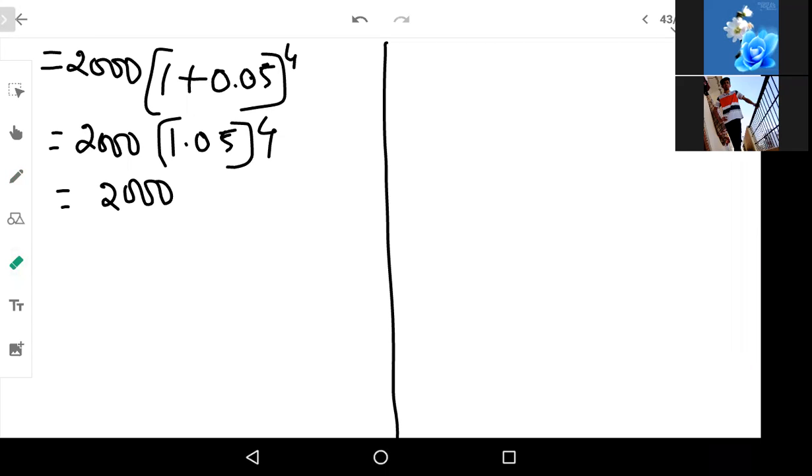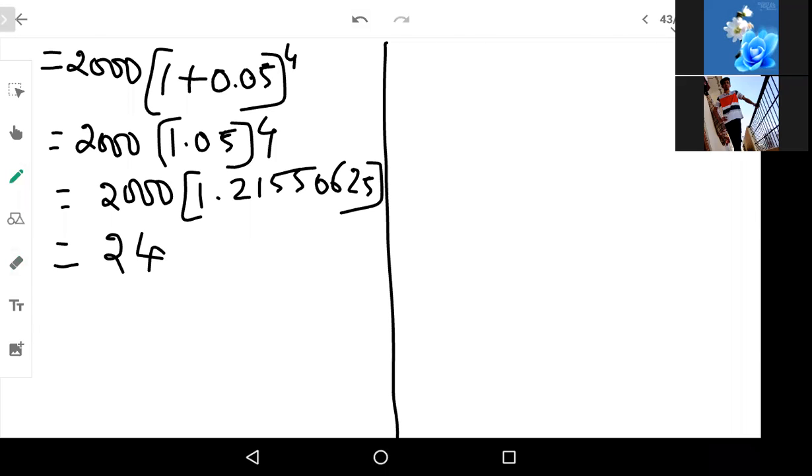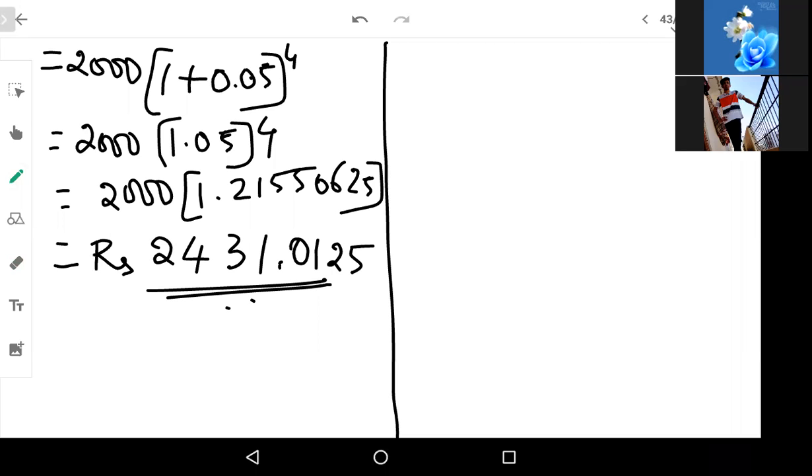1.2155065. Okay, thank you, Lakshmi. So the total value will be, correct, Gauri, the total value will be 2431. Is this value right? Are you all getting the same value? Rupees 2431. Okay, 0.0125 added. So this is the amount that we get. This is the amount that we get if we compute it half yearly.